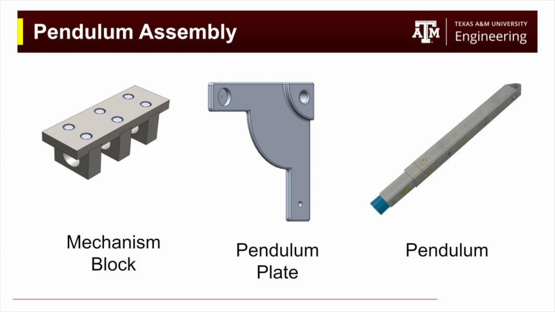Now the second component, the pendulum plate, is motor powered, and it attaches to the pendulum and brings it back up to its horizontal position to reload, as well as to its initial starting position. The third component is the pendulum. This component is free swinging.